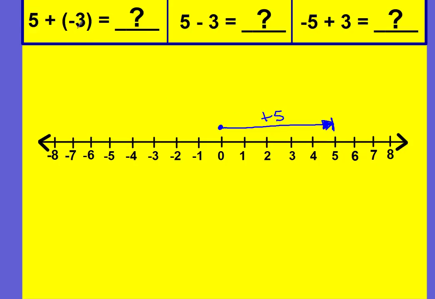To that we want to add a -3. Well, negative does not go to the right, so therefore we have to start a new line. So we're going to go above our first line, draw a dot where we stopped, and now we're going to go 3 units to the left. So 1, 2, 3. So I'm going to end right here. Draw my arrow line and show that this is -3. Then our answer is going to be where this second integer line, stop line is, and it is at +2. So 5 plus -3 is +2.